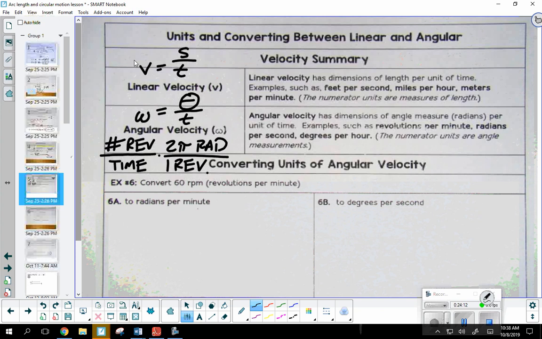So linear velocity has dimensions of length per unit of time. So we have feet per second, miles per hour, meters per minute. So some distance per unit of time. Now, angular velocity has dimensions of angle measure, radians, per unit of time. So revolutions per minute, radians per second, degrees per hour. So angular velocity is how fast it's spinning in how much time, the number of revolutions over the time.